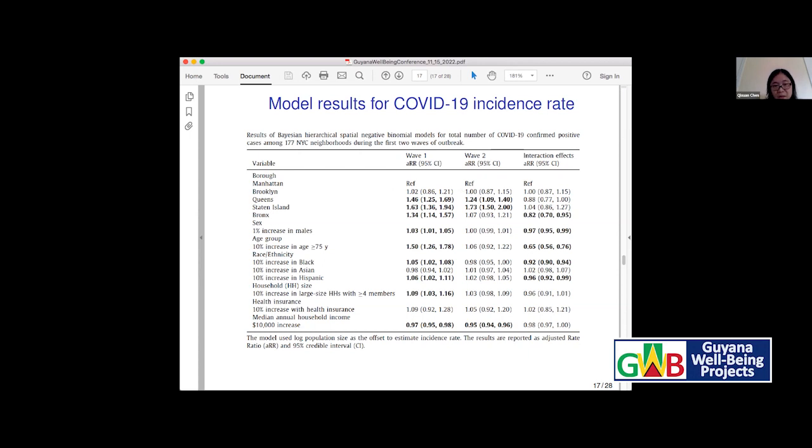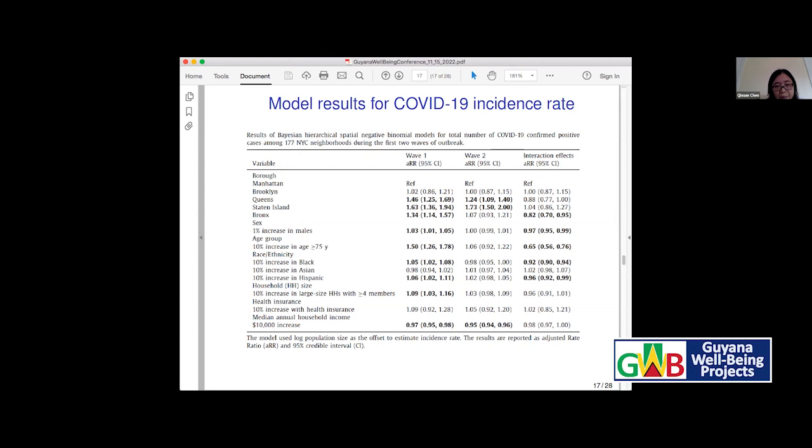But it's interesting to see that Staten Island is still very high for wave 2. When we do the test, it only showed a significant reduction in Bronx. Bronx was significantly higher in wave 1, but not in wave 2, and so it's a significant reduction because the rate ratio is less than 1. We also see the neighborhoods with more males also have a higher incidence rate in wave 1, but not in wave 2. Neighborhoods with a higher percentage of senior people have a higher rate of incidence in wave 1, but not wave 2.